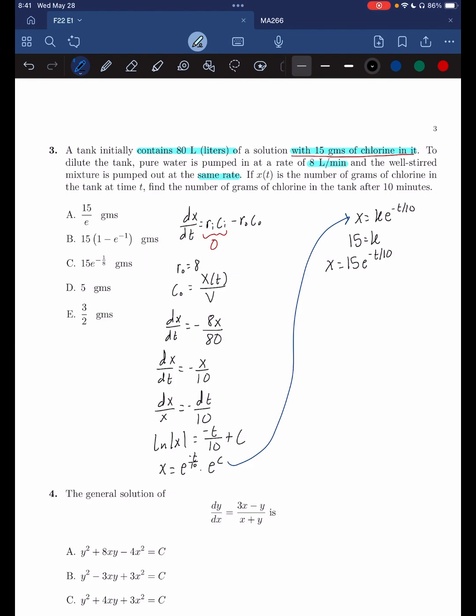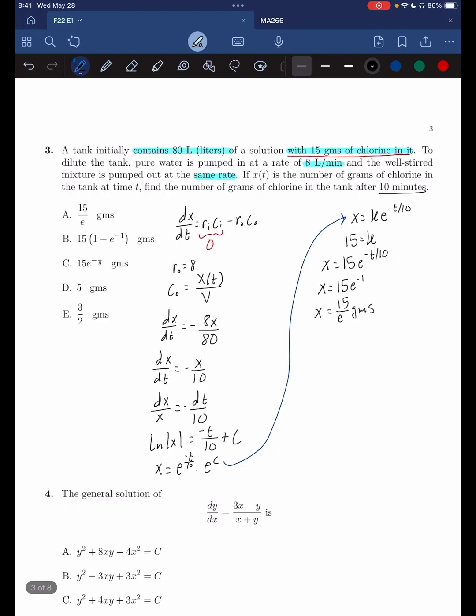And now we want to find the number of grams of chlorine in the tank after 10 minutes. So we just sub in 10 for t. Then x is equal to 15 e to the minus 1, which you could rewrite as x is equal to 15 over e grams, which matches A.